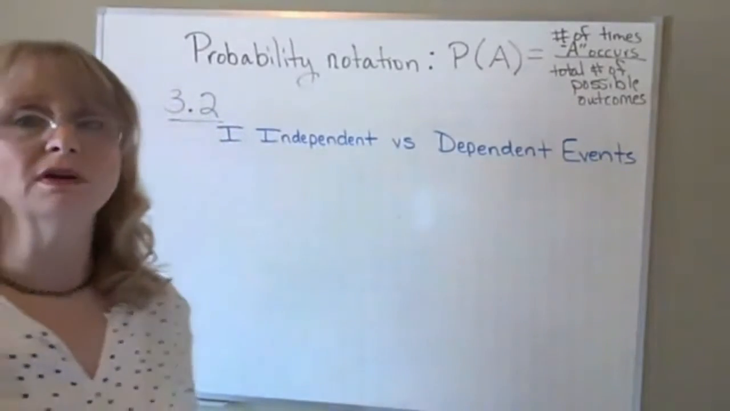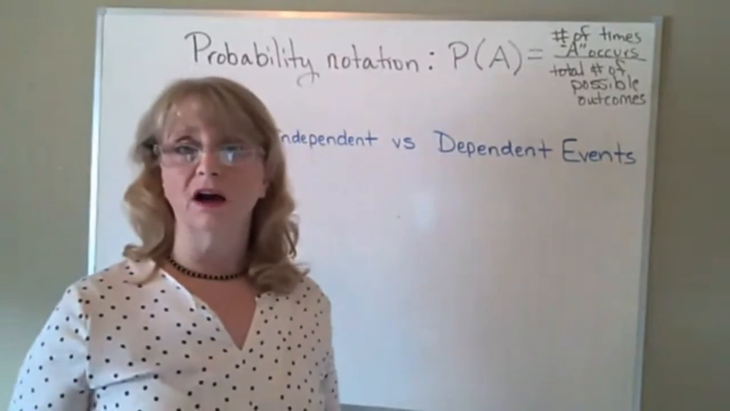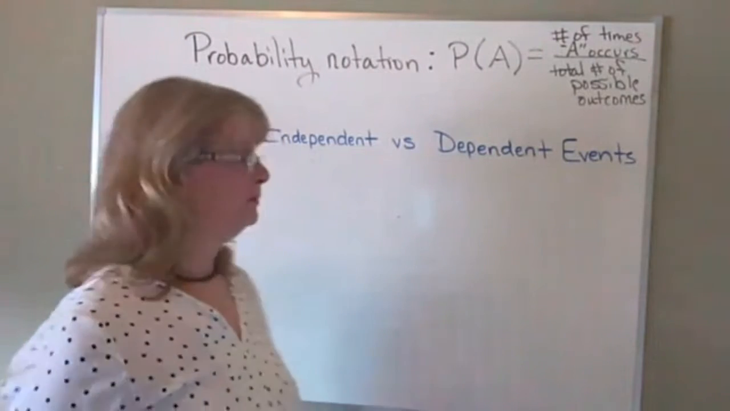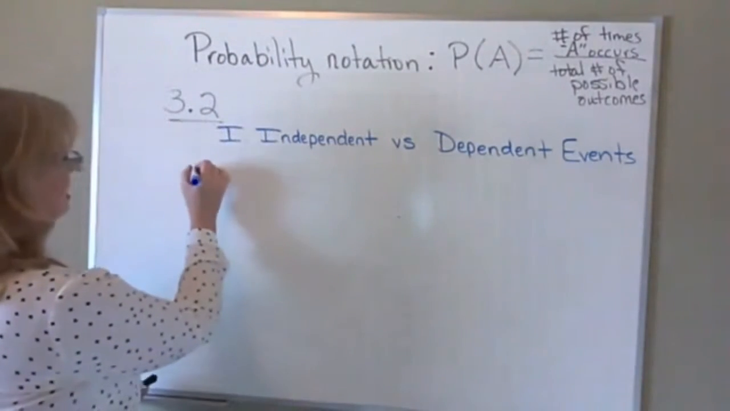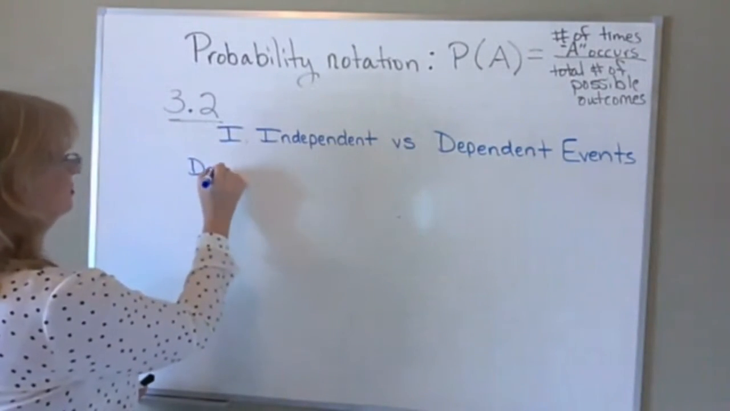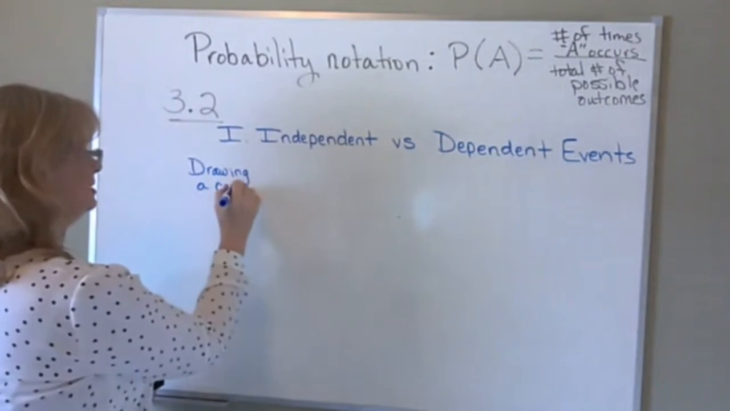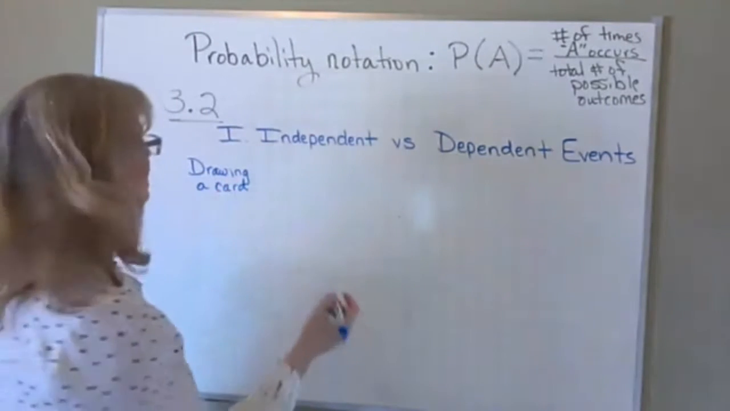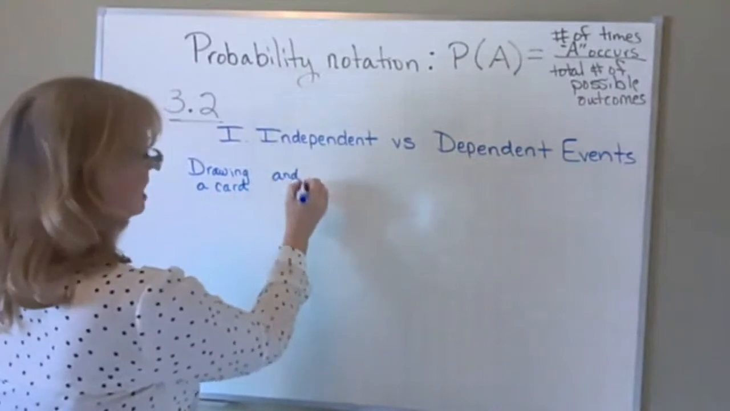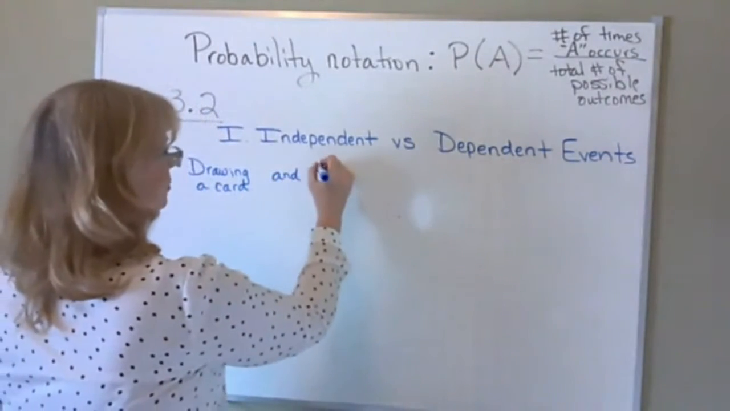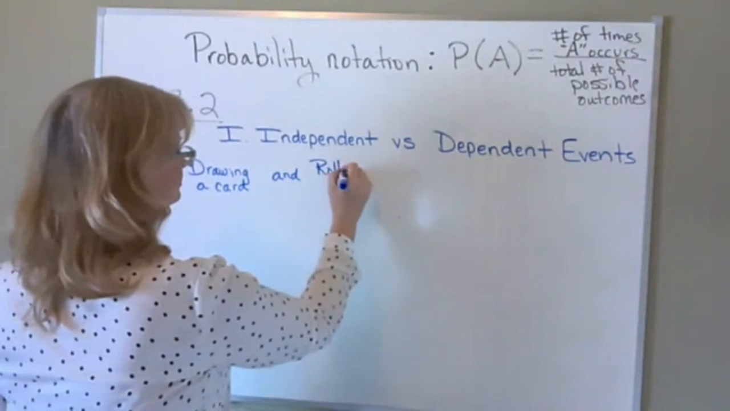And this is when you have 2 events. They could be going on at the same time, or they could be sequential. For example, I could be drawing a card from a deck, and at the same time, or sequentially, rolling a die.